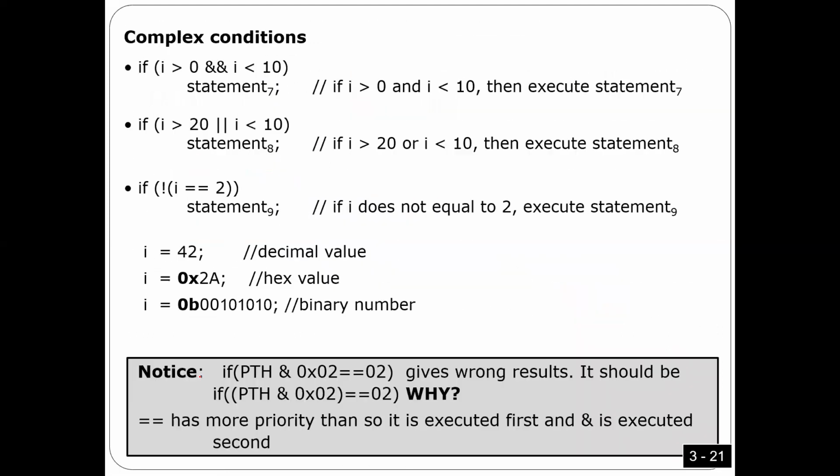So let me tell you the conclusion of what I said. Number 1, guys, in C language, this is how you can express numbers in different formats. Nothing means decimal, 0x means hexadecimal, 0b means binary. This is number 1.